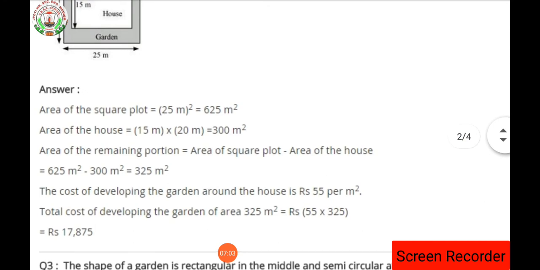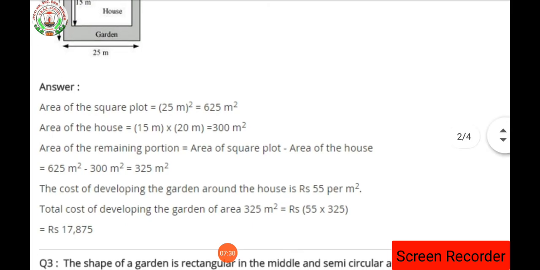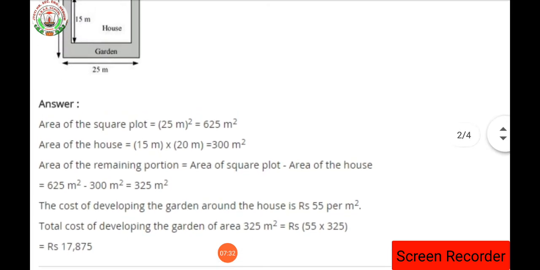Now since the question is talking about the cost, the cost of developing the garden around the house is rupees 55 per meter square. The area we have is 325 meter square. So 325 meter square area will be multiplied with 55 rupees, so that we get the cost of developing the garden area as rupees 17,875. So this is the solution for question number 2.